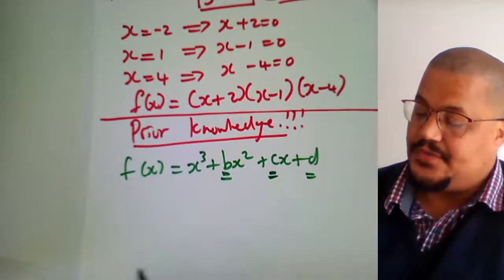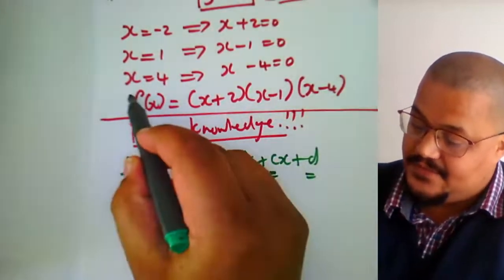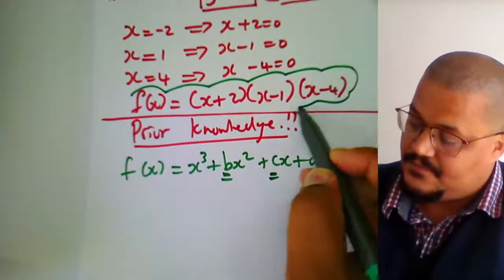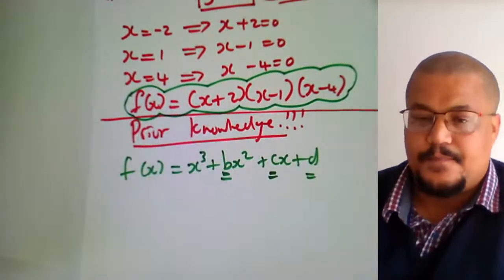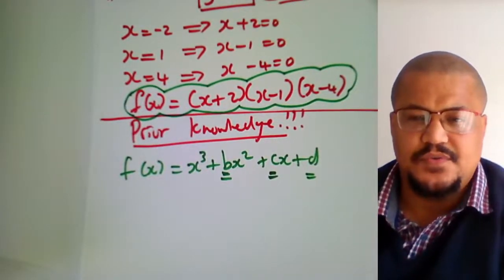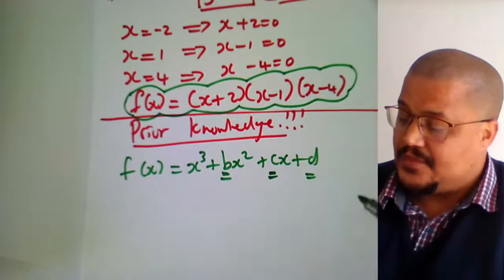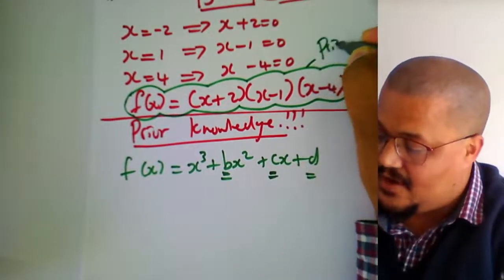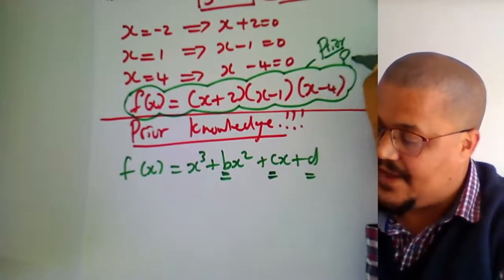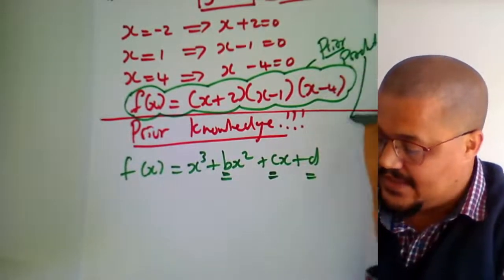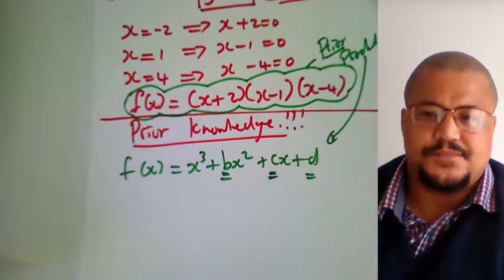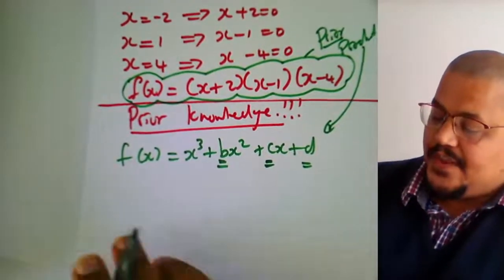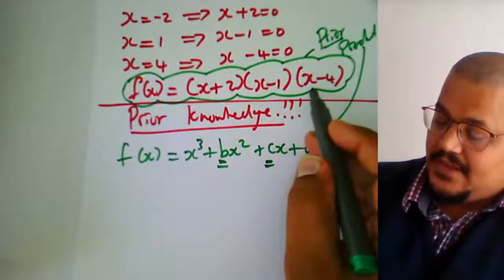What we now need to do is work from what we have here and find the values of b, c, and d. Again, you ask yourself what prior knowledge is required here. We will find the product to get us to our equation. Good. So the next thing for us to do is to take what we have here.